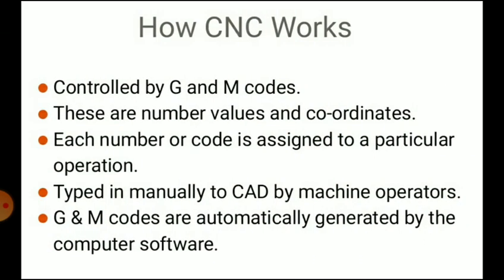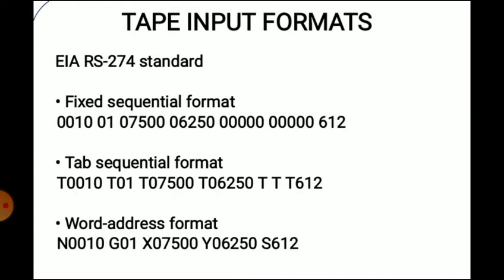So how does CNC work? It is controlled by G and M codes. These are number values and coordinates. Each number or code is assigned to a particular operation and typed in manually by a machine operator. G and M codes can also be automatically generated by the computer software. So there are different input formats: first is fixed sequential format, then tab sequential format, and third is word address format.